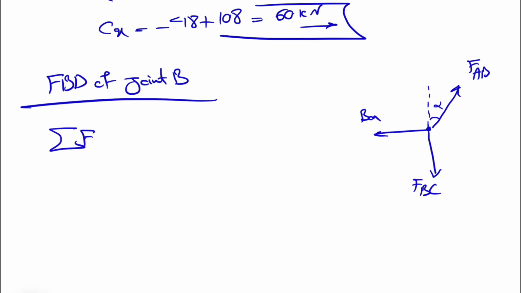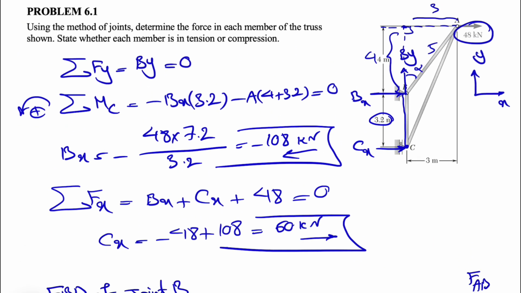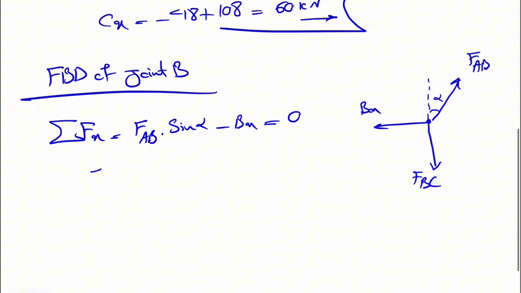So let's go with the sum of all forces in x direction. So basically we have FAB sine of alpha. Keep in mind that it's sine of alpha since we have the angle with y-axis. If we have the angle with x-axis, it will be cosine of alpha. And we have minus Bx is equal to 0. And if I look at in here, sine of alpha would be basically 3 divided by 5.